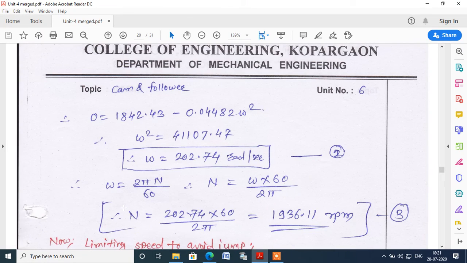Now omega is 2 pi n upon 60, so n equals omega into 60 upon 2 pi. From this, n is 1936.11 rpm.